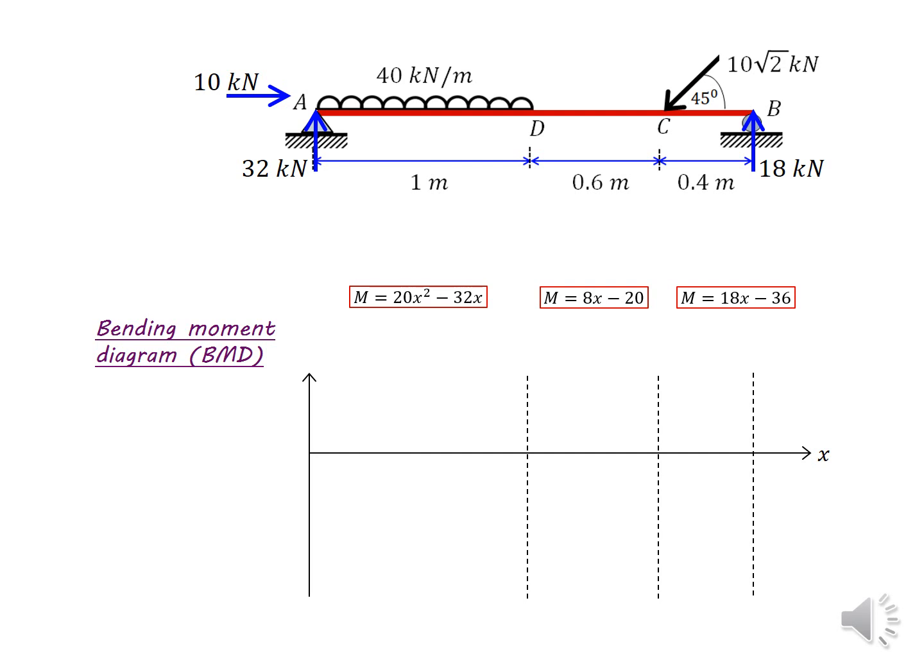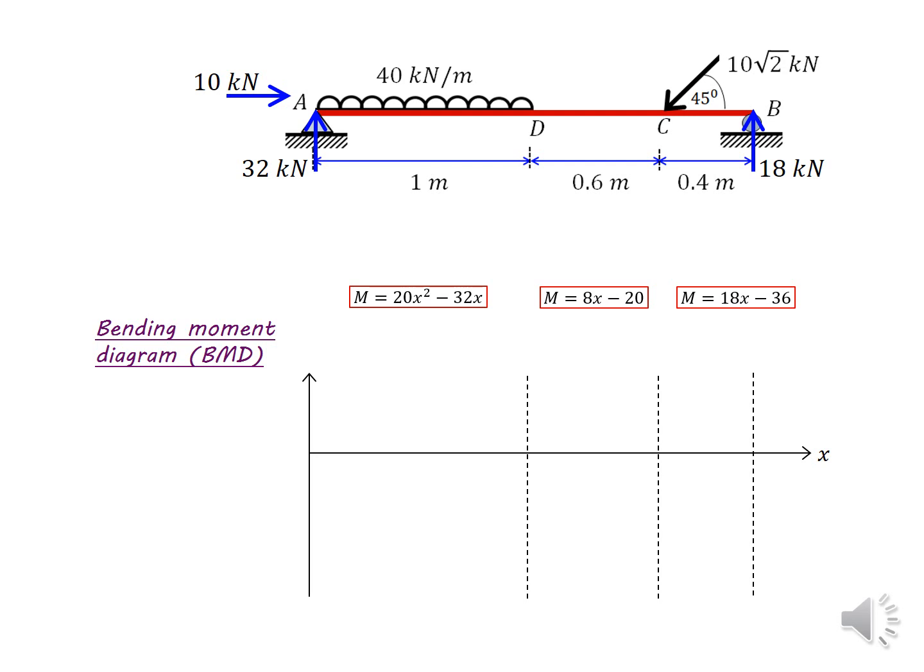From A to D, we should draw the diagram by using the equation m equals 20x squared minus 32x. So we know the starting point value is 0, and the end point value you can get by applying x equals 1, because this equation is valid till point D. So the end point is D, which is x equals 1 meter. If you plug x equals 1 into the equation, m equals 20 times 1 squared minus 32 times 1. Basically, m equals 20 minus 32. The answer is minus 12.